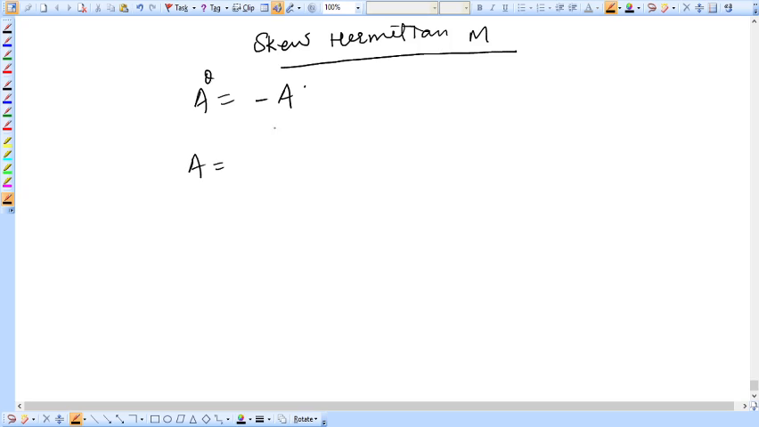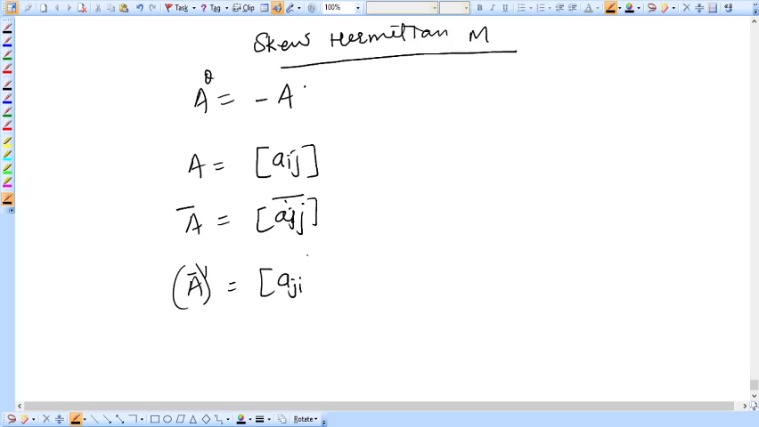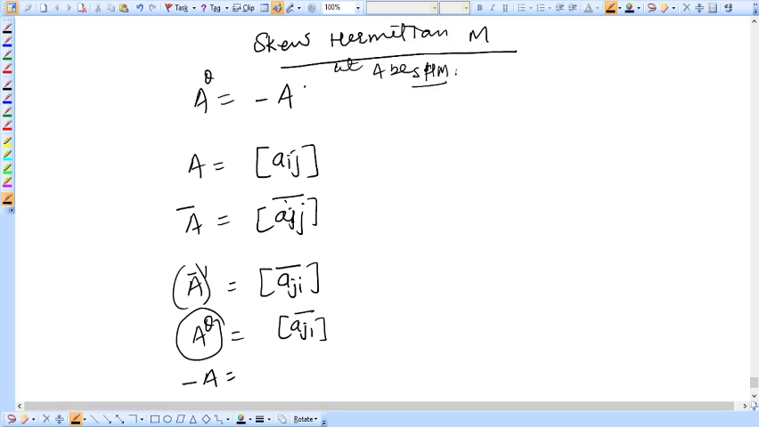So see here, if A is equal to aij, this implies A theta would be equal to aij bar, and after transpose it would be coming aji bar. Now ij will be becoming ji and bar. So A theta is equal to a ji bar. We know this thing is equal to minus A, because A is a skew Hermitian matrix. You can write it initially that let A be skew Hermitian. So it is equal to minus A.